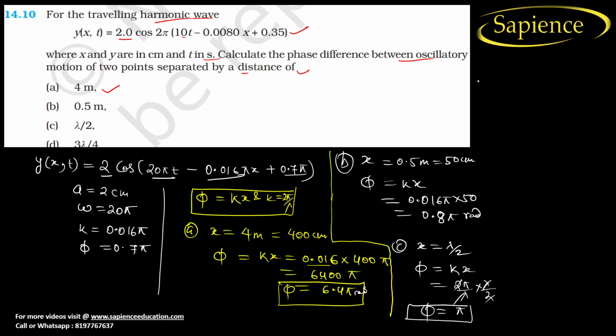Now let us do the same for part D. It is saying that the value of x is equal to 3λ/4. So now the phase difference is equal to kx. K is equal to 2π by λ, so 2π by λ into x, which has a value 3λ/4. So λ got cancelled out, 2 by 4, so this will be equal to 3π by 2.